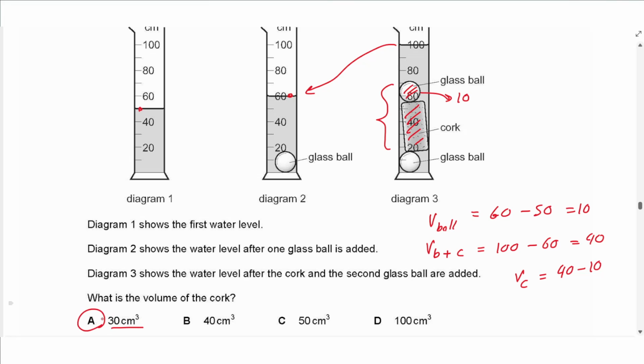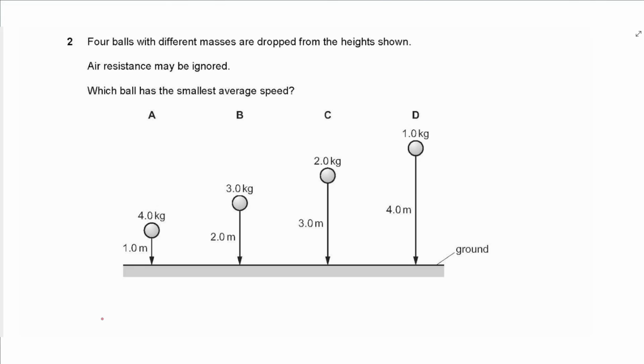So we choose A. Question 2 says 4 balls with different masses are dropped from the heights shown. Air resistance may be ignored. Which ball has the smallest average speed?